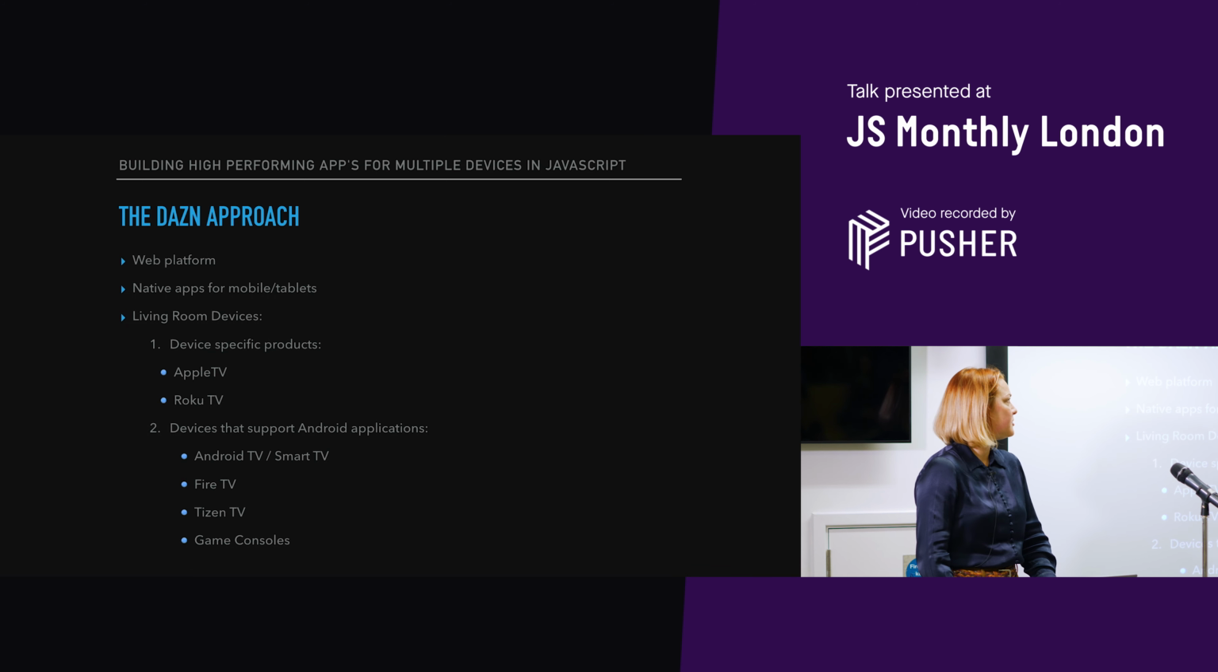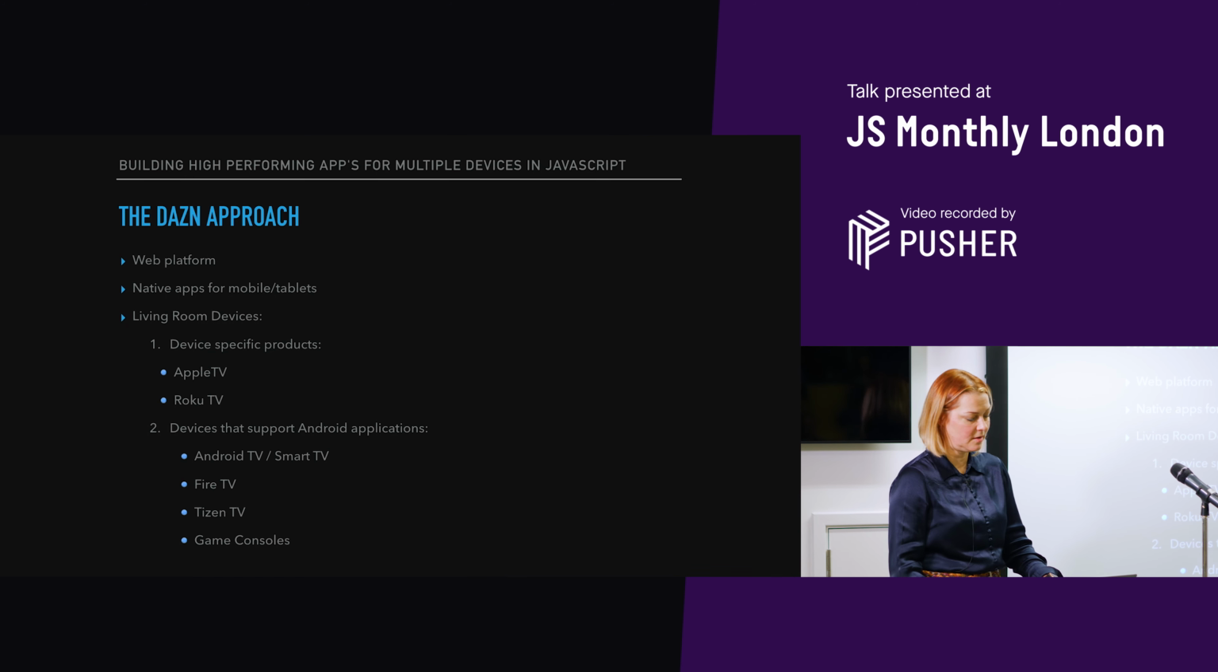So the DAZN approach: we have 3 different streams and 3 different basic themes. One is the web platform. Then we have native apps for mobile and tablets. And the third stream, where I'm working, is something that we like to call living room devices. Based on the stats, it is taking more than 53% of the market, I think.